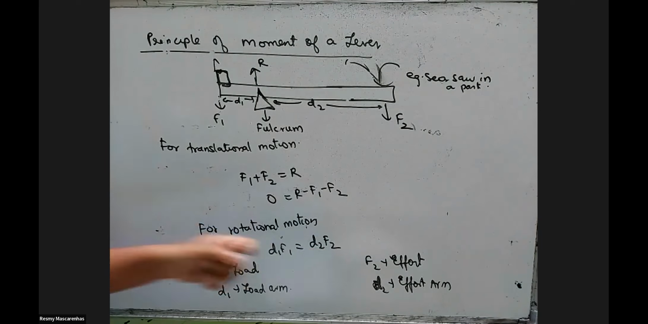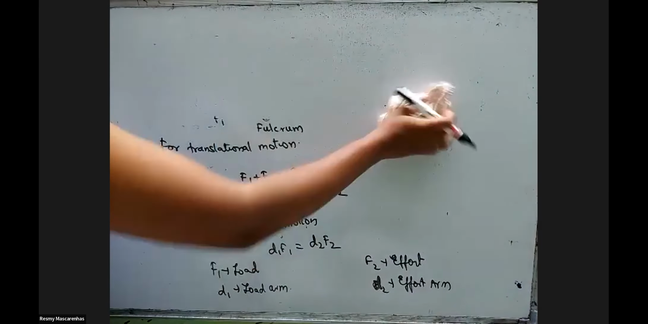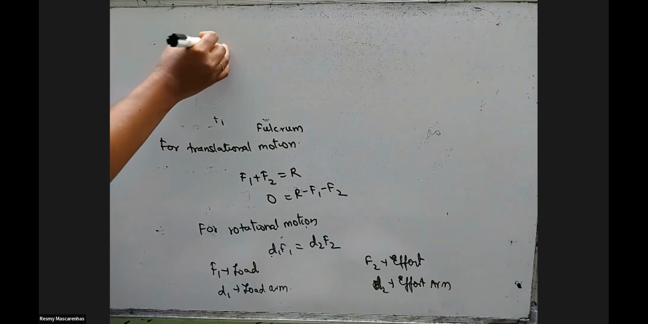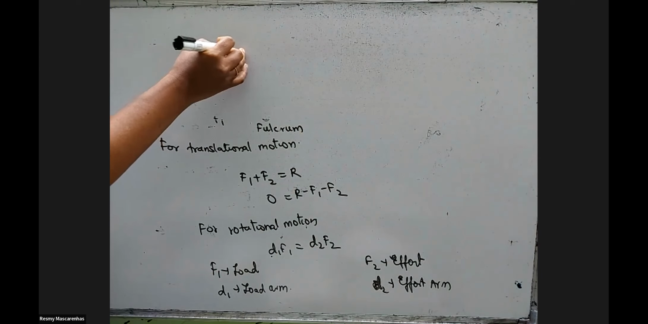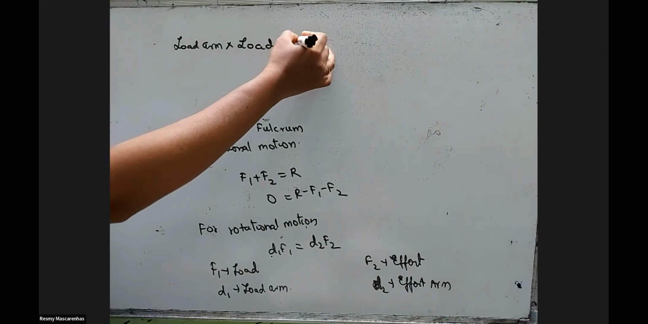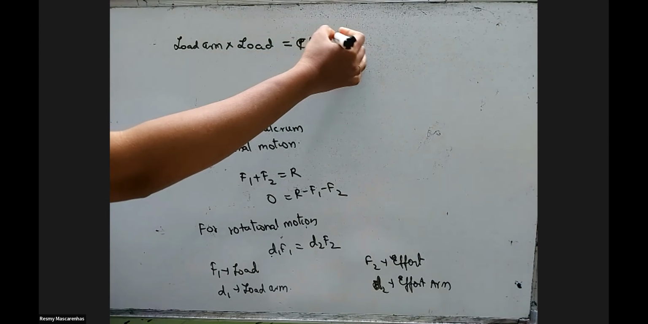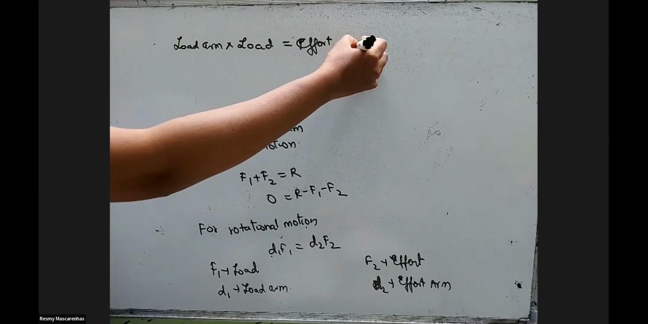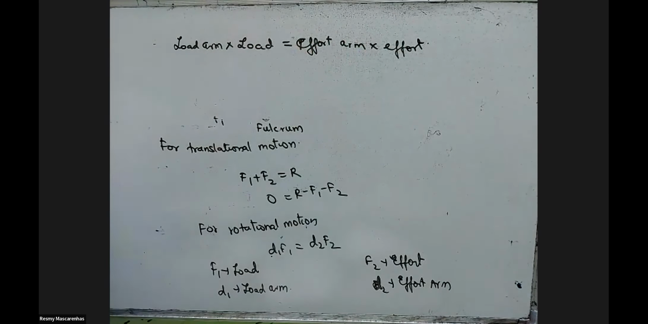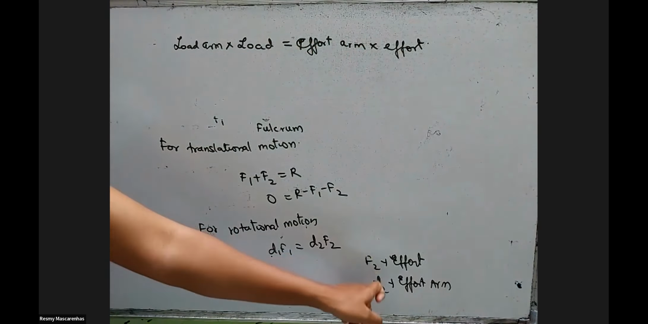So as per this, what is D1? D1 is nothing but the load arm, into load, will always be equal to effort arm into effort. This into this should be equal to this into this.